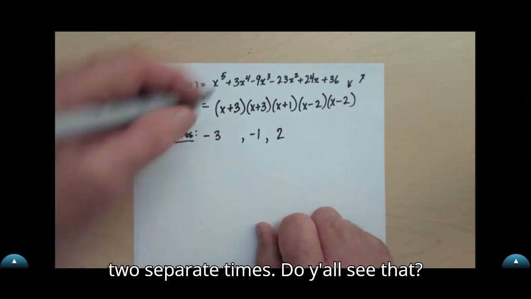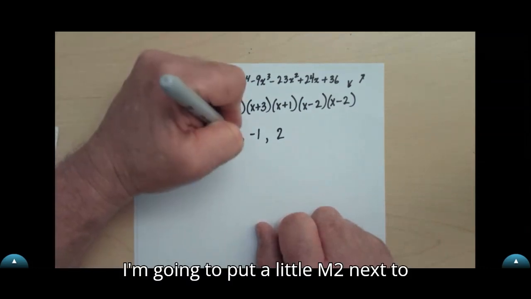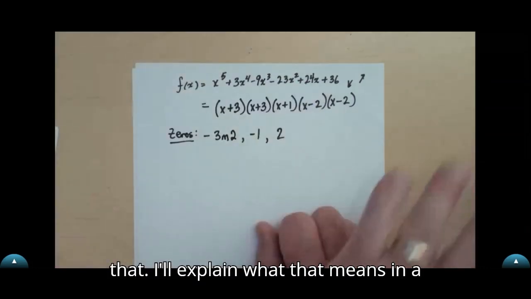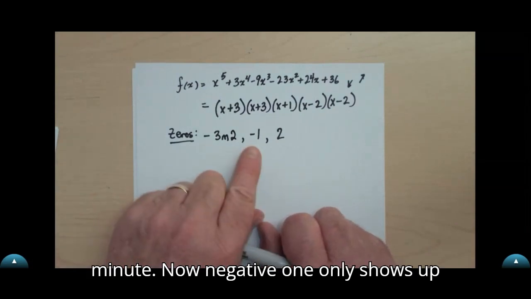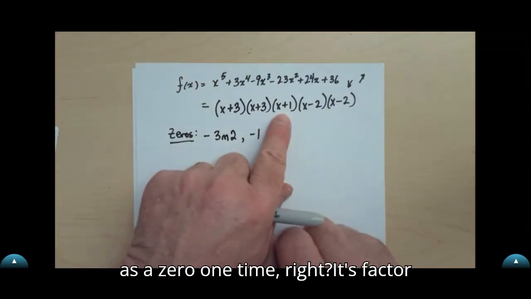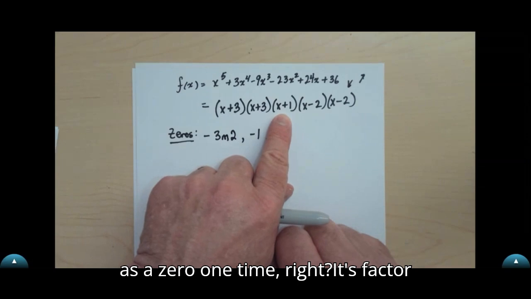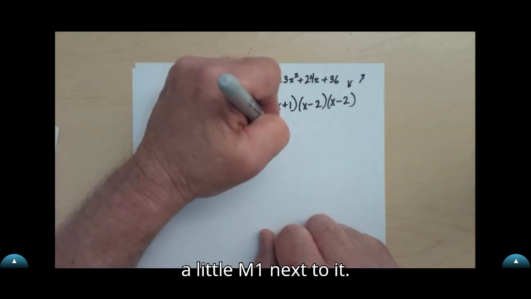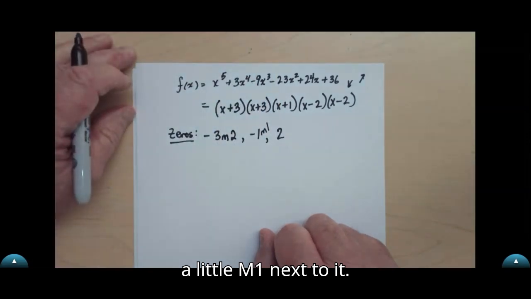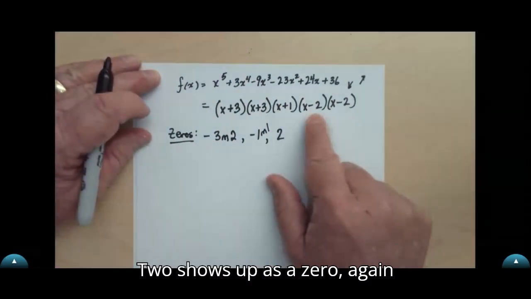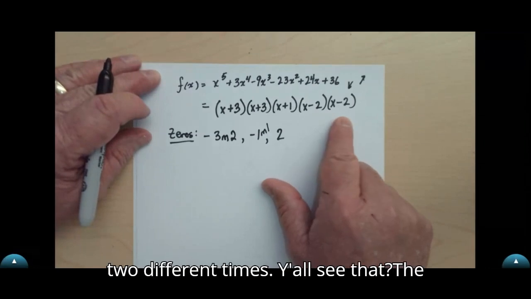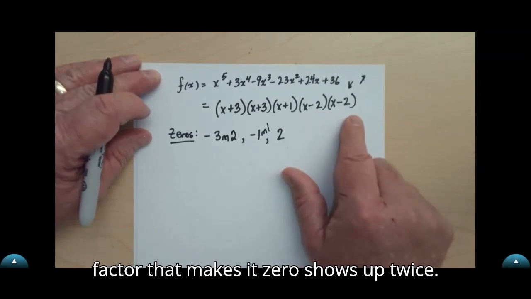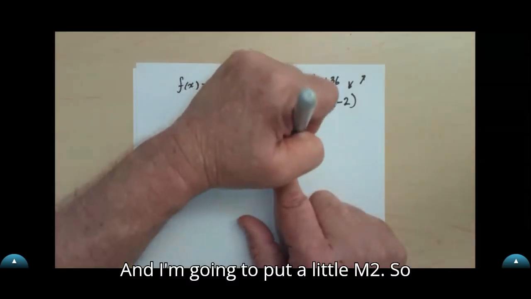Do y'all see that? I'm going to put a little M2 next to that. I'll explain what that means in a minute. Now, -1 only shows up as a 0 one time, right? Its factor only shows up one time. I'm going to put a little M1 next to it. 2 shows up as a 0, again, 2 different times. Y'all see that? The factor that makes it 0 shows up twice. And I'm going to put a little M2.